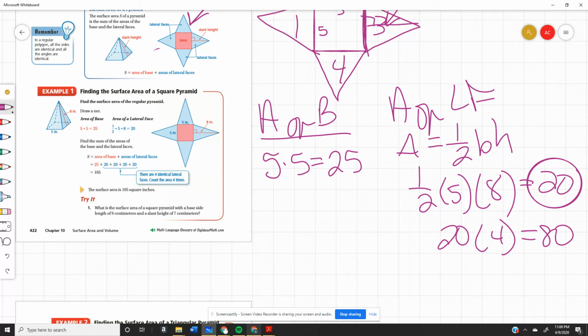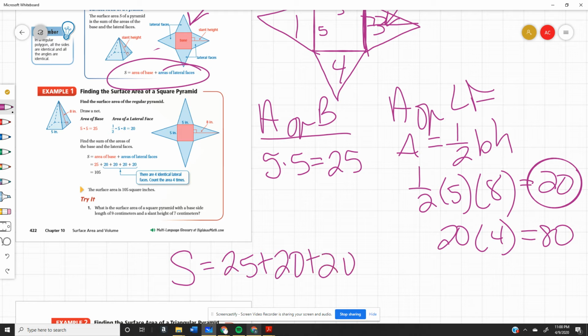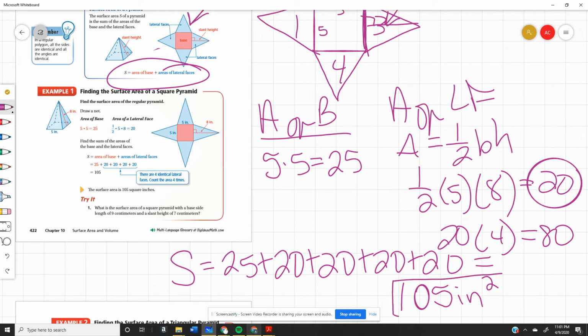Okay, and that's where, when we look at the actual formula for finding the surface area, we have the area of the base, which is 25, plus the sum of the area of the lateral faces, and there's 4 of them, so that's 20, 1, 2, 3, 4. So basically we have 80 plus 25, which gives us 105. Okay, so 105 inches squared, again, we're still talking about area.